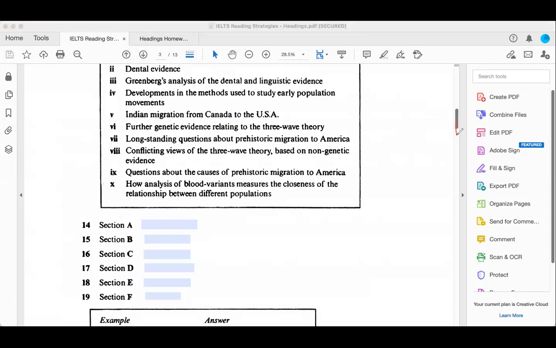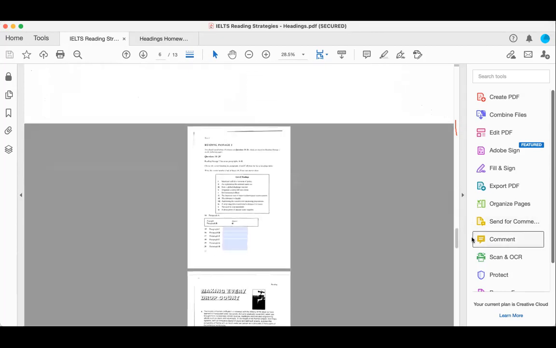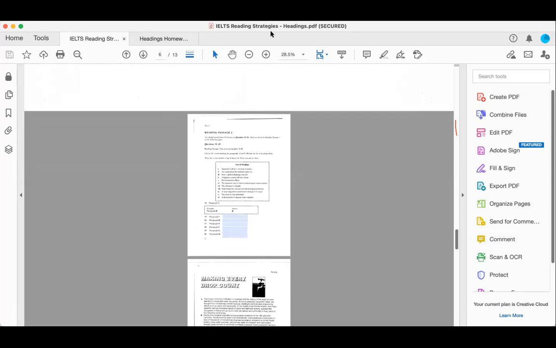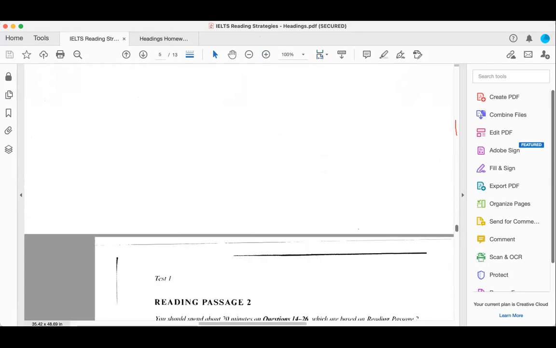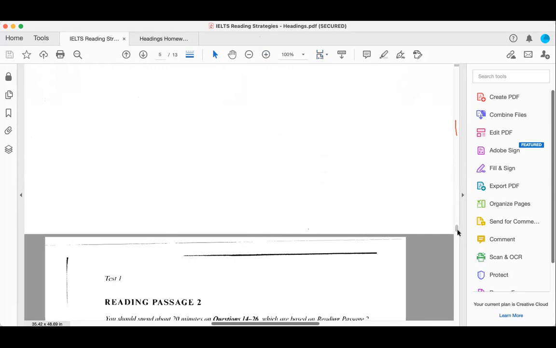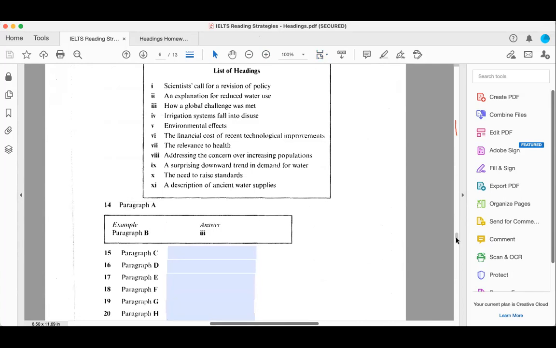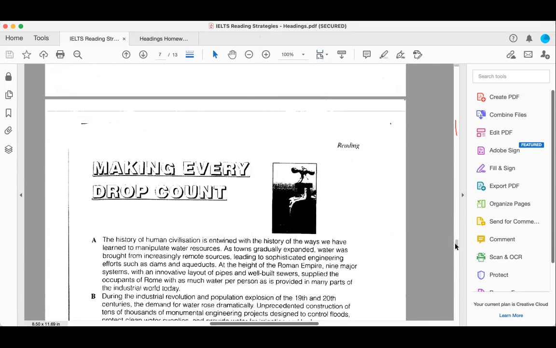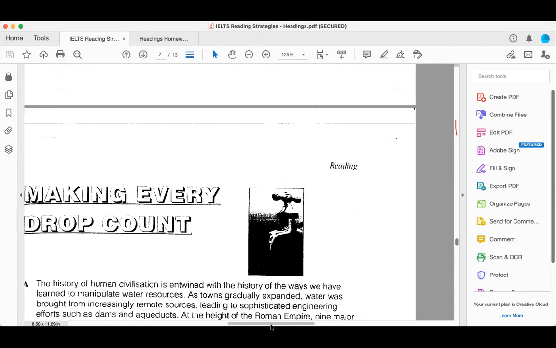So we're going back to this PDF file. And we are working with this file here. So we need the heading for these paragraphs. And as I said, there is no need to read the headings beforehand. That will not help you.